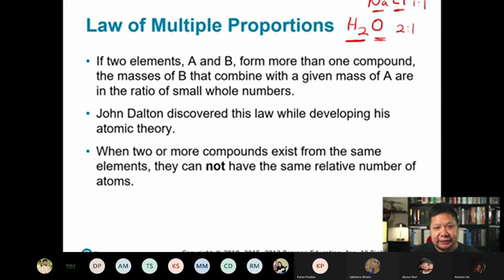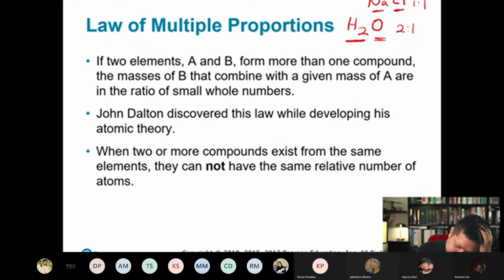Right? Does that make sense? So that's what the law of multiple proportions says. You're never going to get a decimal point number or a fraction for the ratio number of atoms in a chemical formula. Okay. You're never going to see... I can't even think of one because it very rarely ever happens.